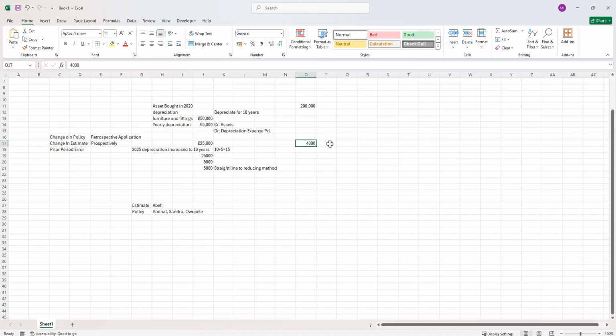So we now need to do what is called an adjustment of this. What we then do is credit what? Tell me the accounting entry, please. It should be straightforward. If we under depreciate for P&L and we overcharge for assets, tell me the accounting entry. Sandra, please.